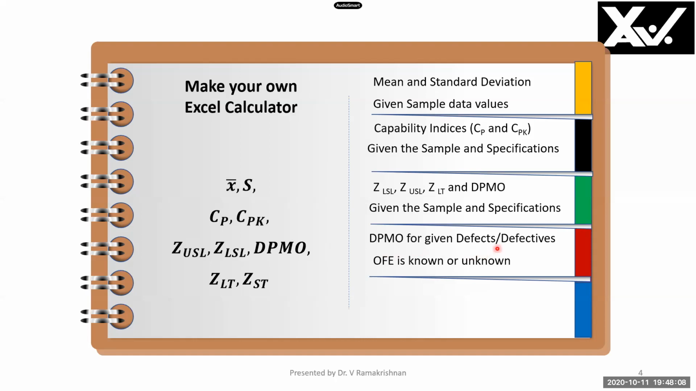And for discrete data also, we can find DPMO for defects and defectives. In the case of defects, there are two options: OFE is known or unknown. OFE is opportunity for error per unit. If it is known, we will use that value. If it is not known, we will take it as 1. For defectives, OFE is redundant, it is not relevant. Now finally, from the DPMO, we can calculate short-term and long-term sigma levels, ZLT and ZST.